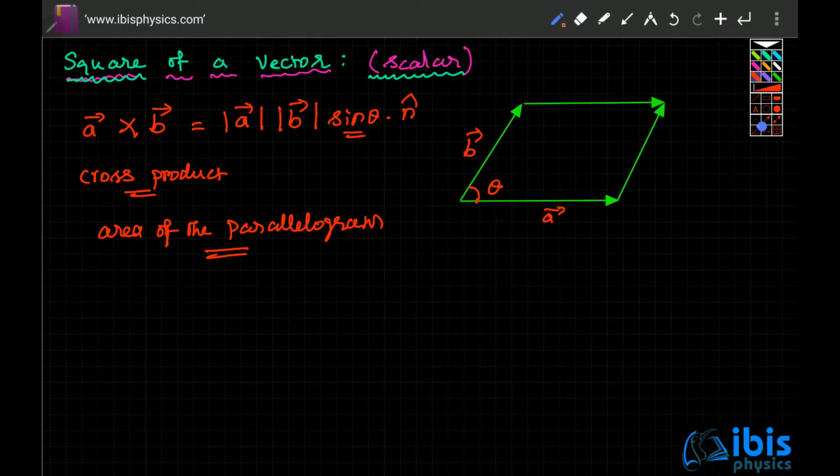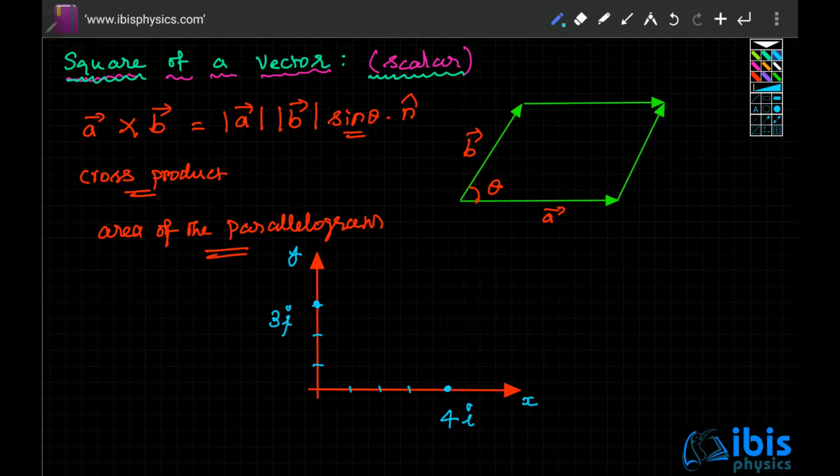One example I'll give you. Suppose this is our x-axis and this is our y-axis. Let us consider two points. One point is here at 4 units: 1, 2, 3, 4. So it's along the x-axis, which is why the position vector of this point is 4i cap. And let's consider one point over here at 3 units: 1, 2, 3 units here. So this is along the y-axis, and the position vector of this point is 3j cap.